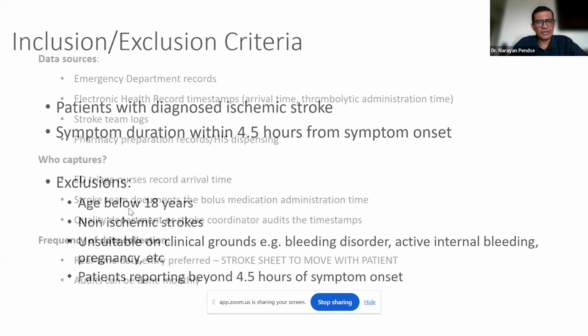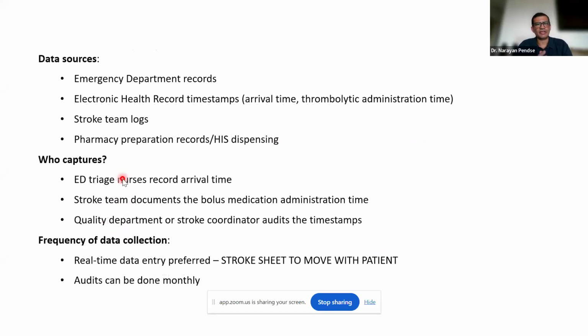What are the data sources? Typically, you would get this data from the emergency department because the patient arrives at the emergency department. It's an acute emergency, so they would come to the emergency department, and the entire treatment also happens in the emergency department itself. Who captures it? Typically, it would be the triage nurse or maybe a coordinator of the emergency department, etc., who would be doing it.